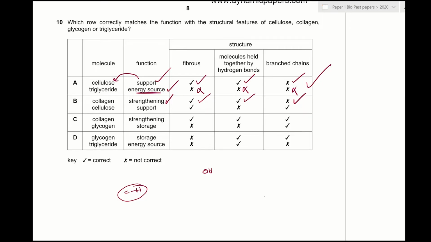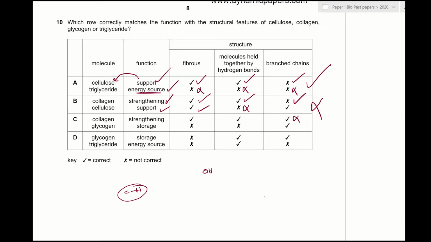Here for cellulose, we have support, fibrous. They are fibrous. Molecules held together by hydrogen bonds. This is incorrect, because we just said that they are actually indeed held together by hydrogen bonds because beta glucose monomers are rotated 180 degrees to each other. So this is incorrect. C. Collagen, strengthening, fibrous. Molecules held together by hydrogen bonds and branched chains. Collagen is not branched, so this is incorrect.